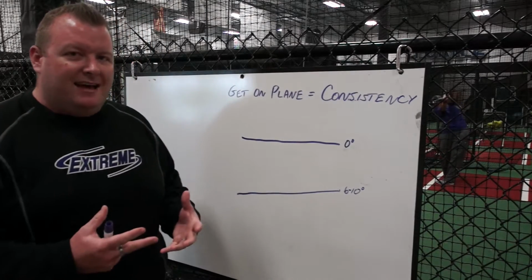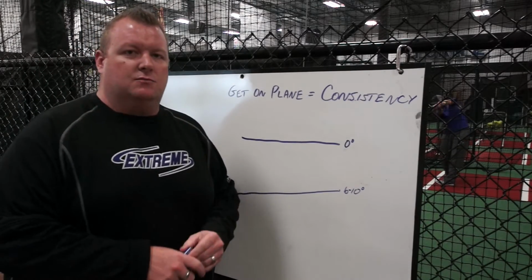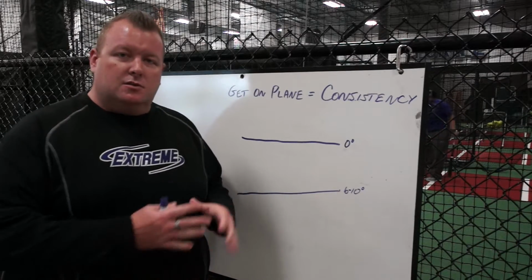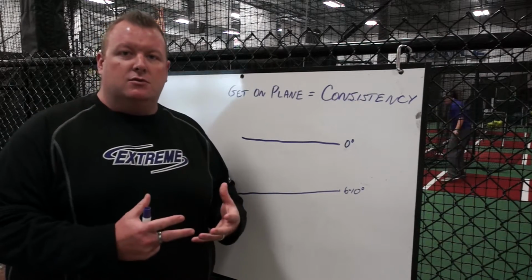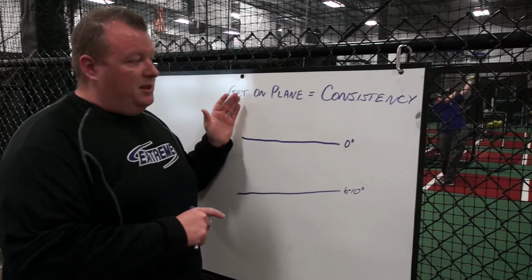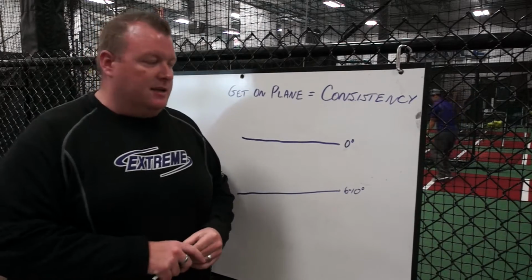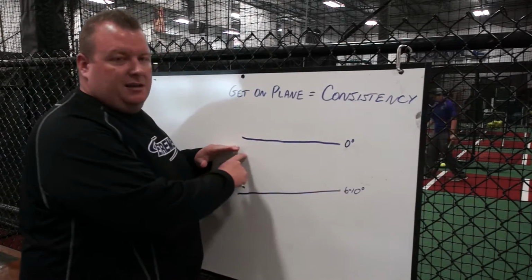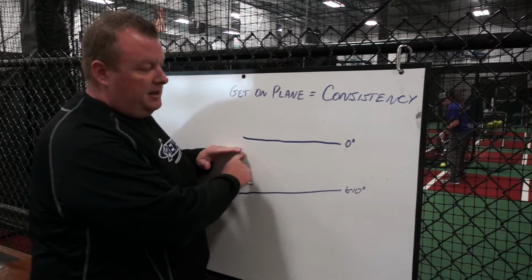Now, when we say that as coaches and we're talking to young hitters, it can sound fairly complicated, but it really isn't. So let me show you quickly the graphs that we use with our athletes to help them comprehend this idea of getting on plane and being more consistent as a hitter. First, let's just imagine a pitch comes in. In this example, we're coming in at completely flat, a flat plane.